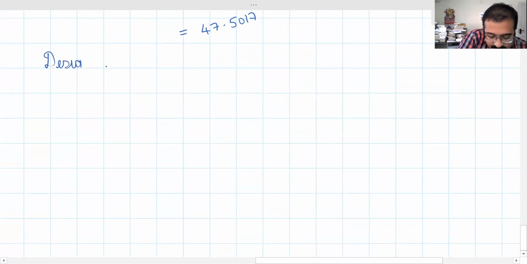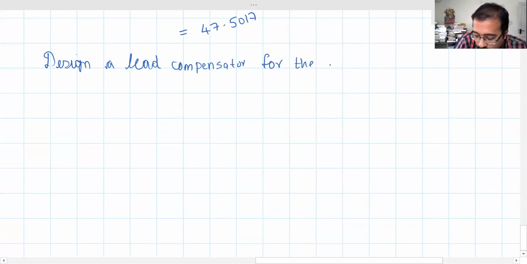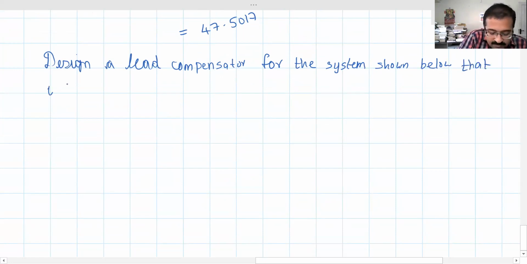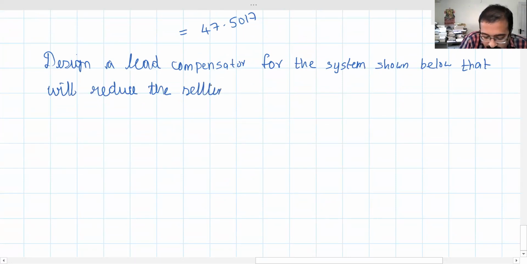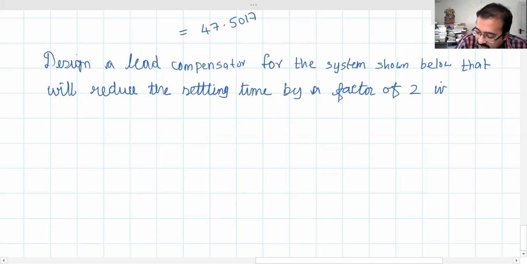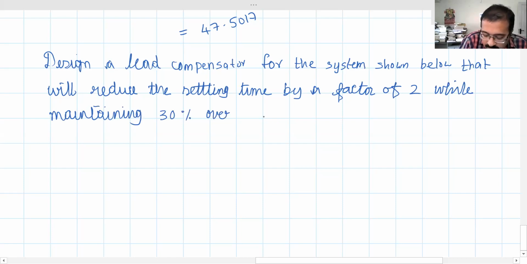Design a lead compensator for the system shown below that will reduce the settling time by a factor of 2 while maintaining 30% overshoot.